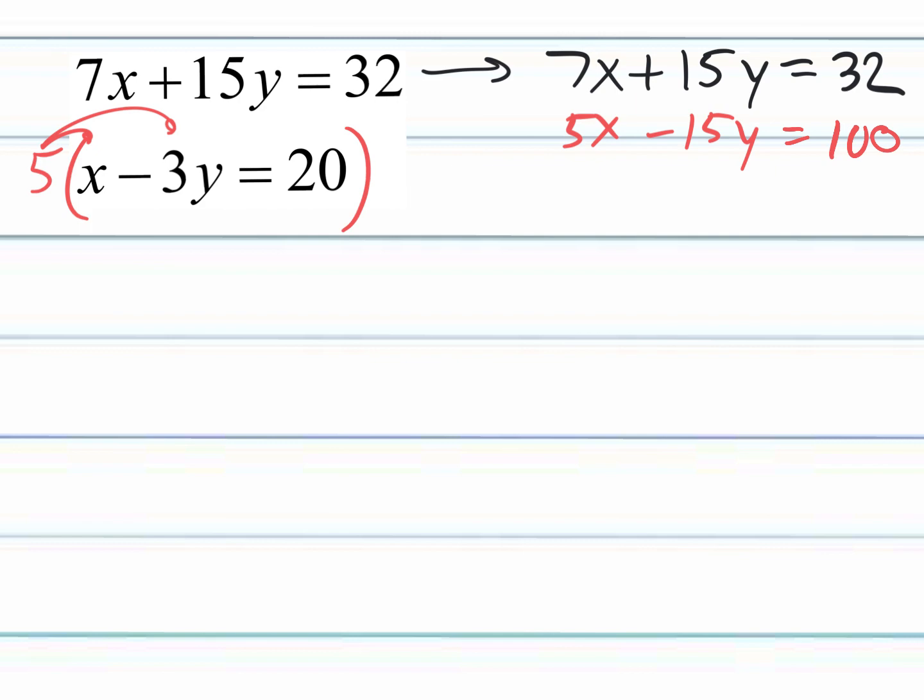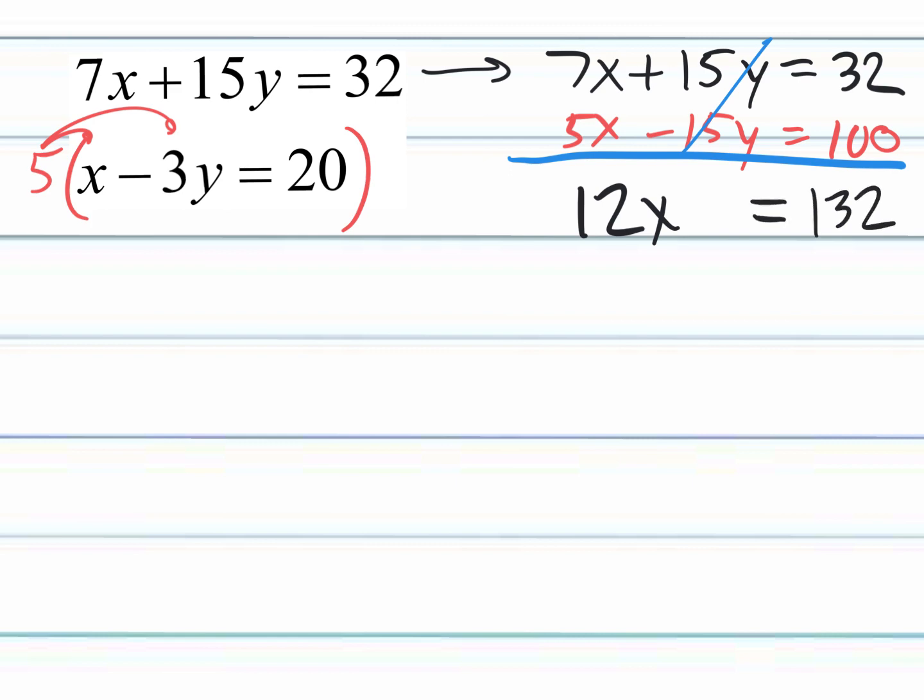And now that the y's are ready to eliminate, you could have eliminated x's if you wanted to, but now that the y's are ready to eliminate, I put a line right here. I actually eliminate the 15y with the negative 15y, and I combine the lines. 7 plus 5 is 12. The equal sign comes down, so we have 12, nothing else, equals, well, I'm sorry, I forgot the x. 12x equals 132. I apologize. 7x plus 5x is 12x. I forgot the x. 12x equals 132.